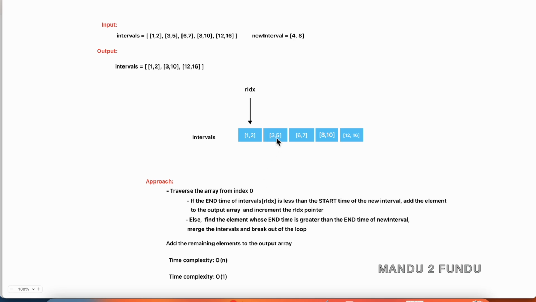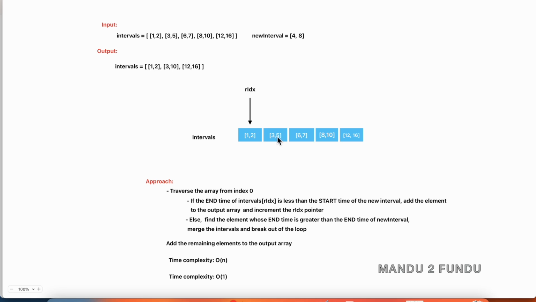After finding the first element which has the overlap, we scan the rest of the elements until we find an element which is out of this end time. In this case, once we find that this element has an overlap, then we scan this, and once we reach here, this element is out of that interval 8. Then we update the end time of the new interval as the highest value between the end time of the new interval and this. So now we have [3, 10].